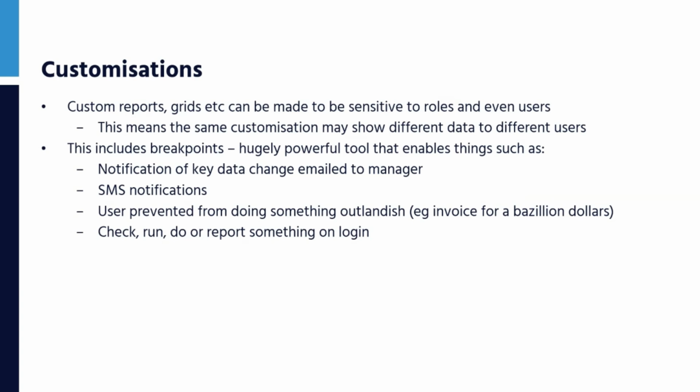You can have notifications of key data changes emailed to a manager. You can have SMS notifications now generated to notify people of things that have happened. You can prevent users from doing something stupid. So, you know, if they go to process an invoice for a bazillion dollars, you can prevent them from doing so. An example there is sometimes people will get a barcode scanner and scan a barcode into a quantity field and just do things on autopilot and end up processing an outlandish transaction and get into a bit of strife there.